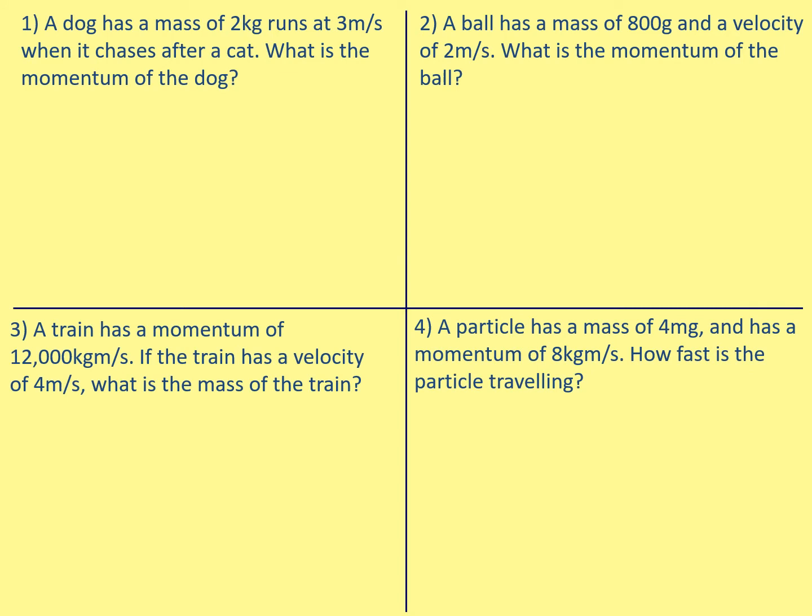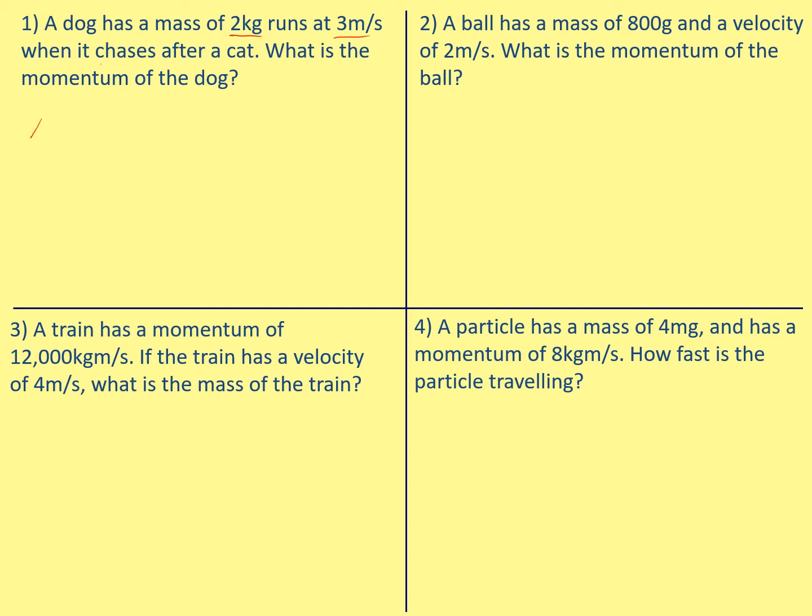We're going to use the equation now. I'm going to have a go on the board and show you exactly what it's meant to look like. And then you can have a go on the worksheet, which is in the description, and it's also on Show My Homework. Now there are 2 important parts to this. One is the layout and 2 is the units. So a dog has a mass of 2 kilograms and it runs at 3 meters per second when it chases a cat. What is the momentum of the dog?